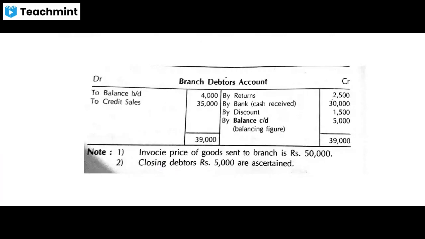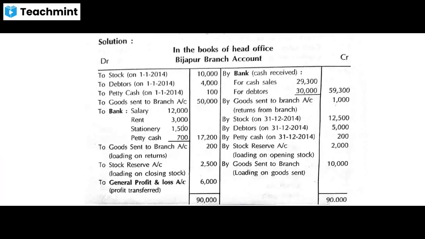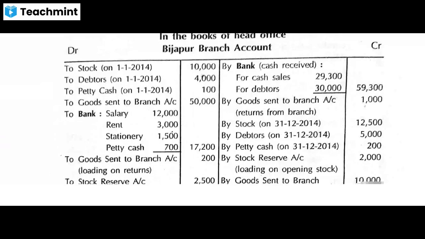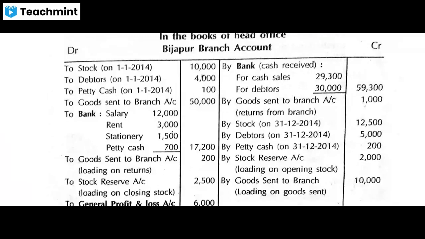Now let us see the problems on branch account. In the books of head office, Bijapur branch accounts, so we need a debit side and credit side. In the debit side one particular and amount, credit side also particular and amount is required for ascertaining this problem.